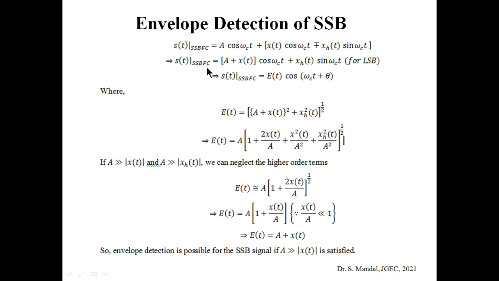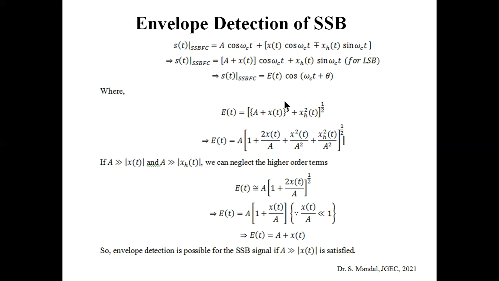Now using the trigonometric identity, we can write it as E(t) cos of omega ct plus theta, where E(t) is the amplitude. What is the amplitude? The amplitude will be root over A plus x(t) whole square plus x_h(t) whole square. How can we get this? It is quite simple: if z equals a x plus b y, then it can be written as z equal to root over a square plus b square, in terms of phase. What will be the phase? The phase will be tan inverse y by x.